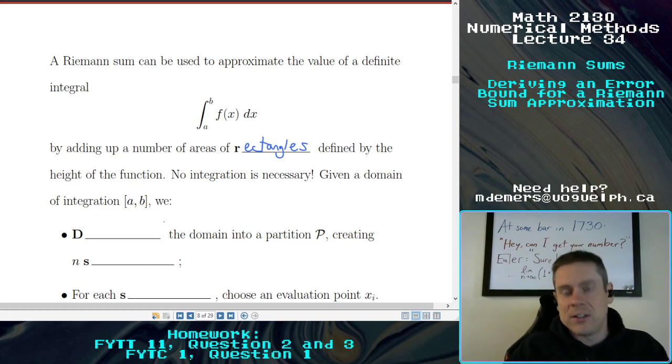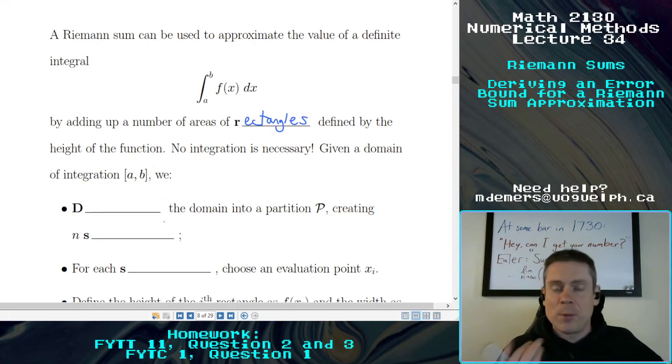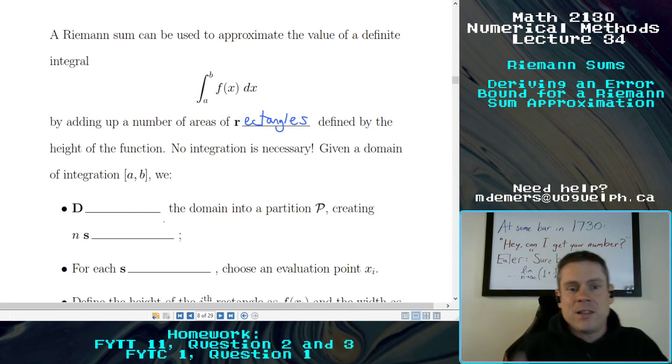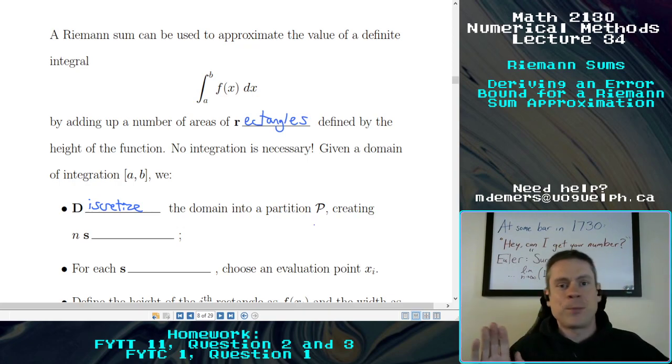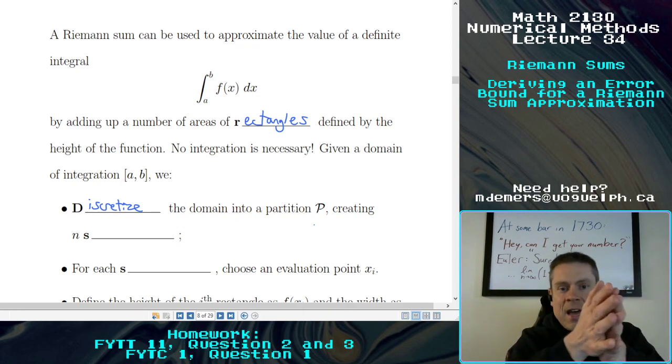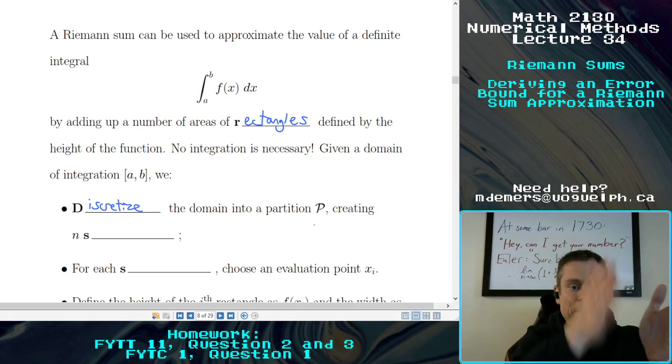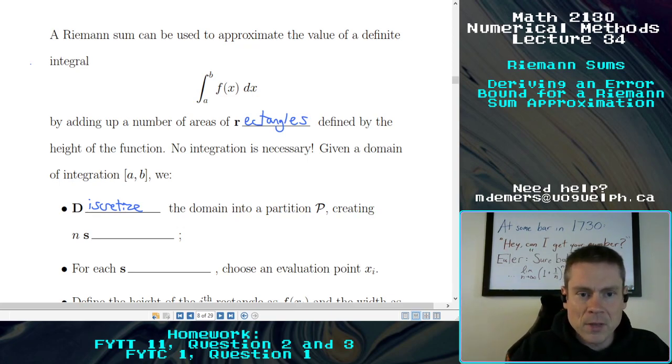So here's the deal with that. If we want to use these as a numerical method to do a simple approximation, then we don't even need to do integration, right? It's just going to be a bunch of multiplications and then a sum. So given a domain of integration, a to b, what we can do is discretize the domain into a partition P. That sounds like big and scary words, but all that means is divide up that interval that we're integrating over into a bunch of different nodes, and we're going to create n subintervals in doing so.